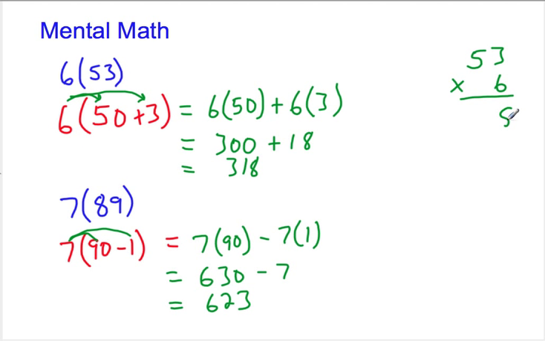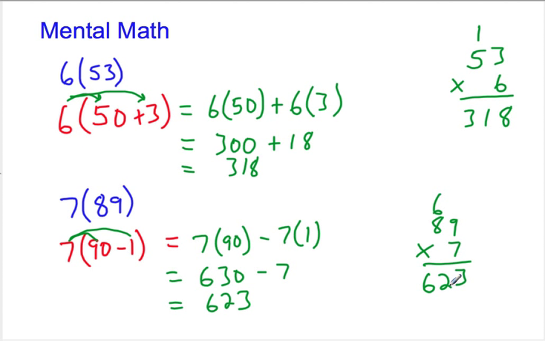And I can show you for both of these the work done on the right side here, just to show you that it does give you the correct answer, 318. And over here we get 89 times 7, so 63 and 56, plus 6 is 62, so 623.